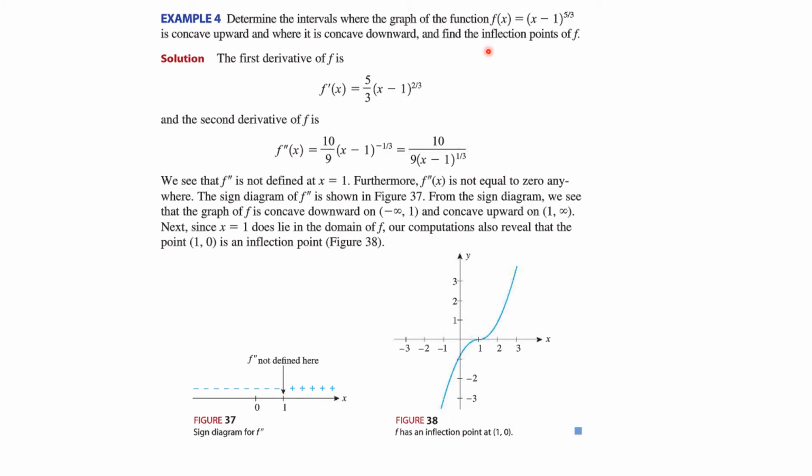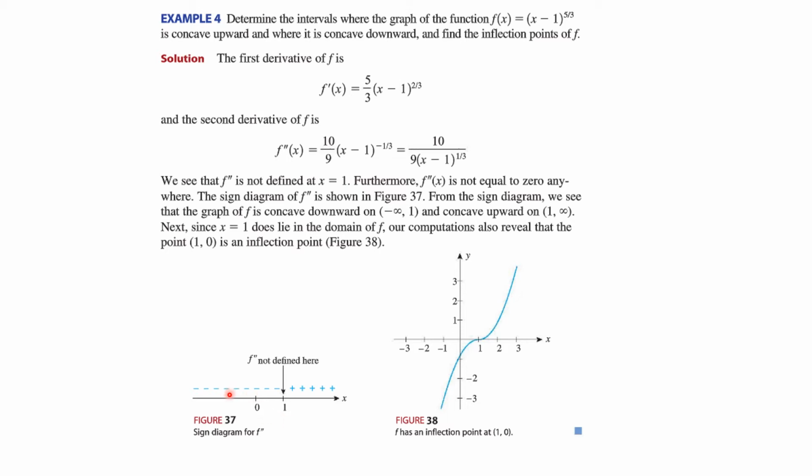Here we're to determine the intervals where the graph of y equals f of x equals (x minus 1) to the 5 over 3 is concave upward and where it's concave downward, and find the inflection points. So we take the first derivative. Please make sure that you're doing these calculations. It is good practice. And then we take the second derivative and can simplify it this way. Now notice this is never equal to 0, but it is not defined when x is equal to 1. So we can make the sign diagram down here, and 1 is the point we need to check.